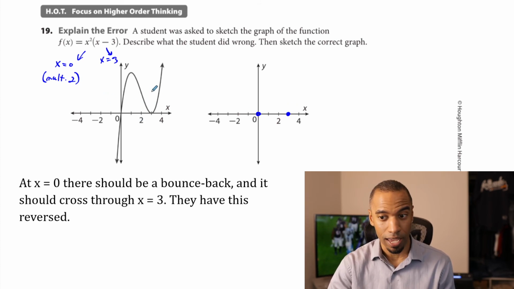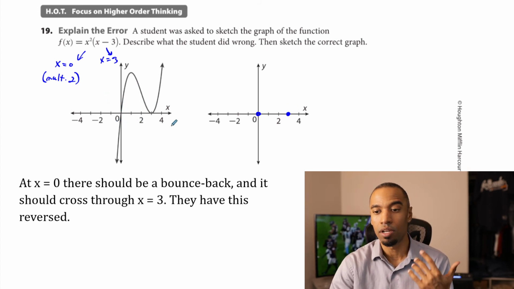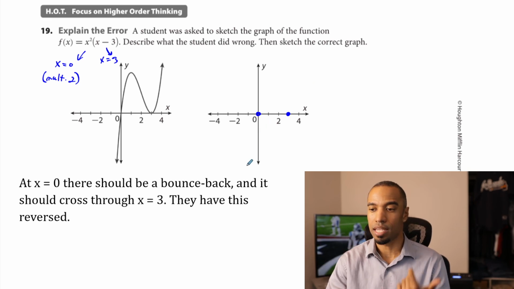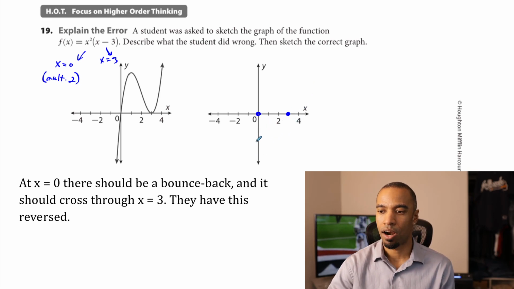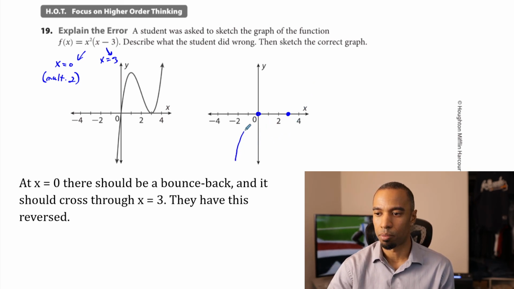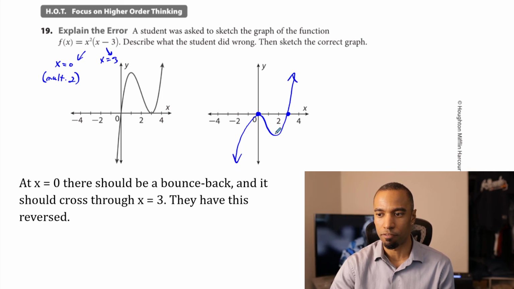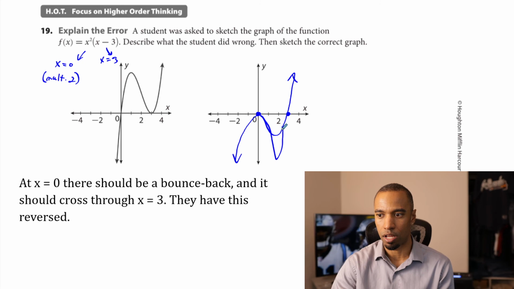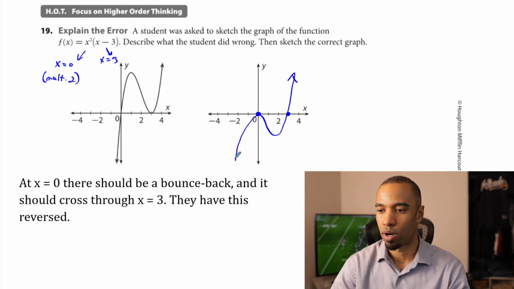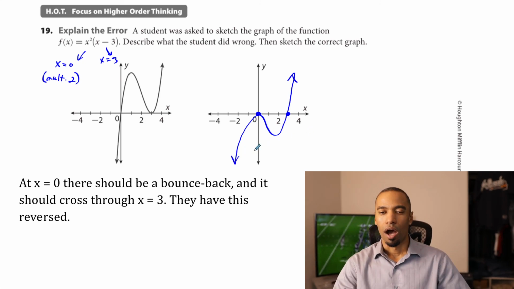The rest is fine. I mean, it makes your graph way different, but the end behavior is correct. The intercepts are correct. It's where they decided to bounce back that's the problem. So it should bounce back at 0, touch tangentially, and then should cross through x equals 3. And again, there's no knowing specifically where that local minimum is. Maybe it's a lot lower, whatever. But that is where that one occurs there. All right, that's number 19.